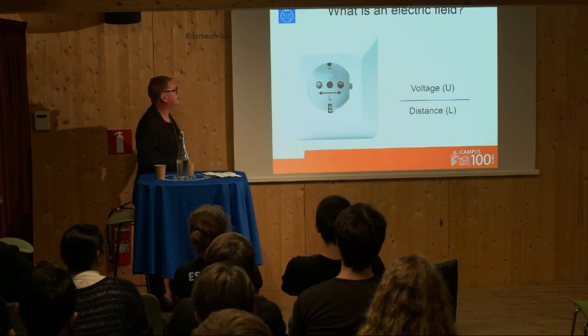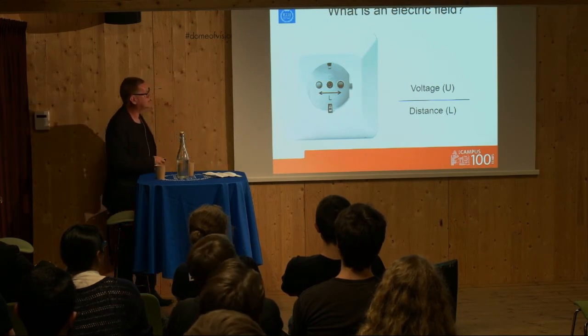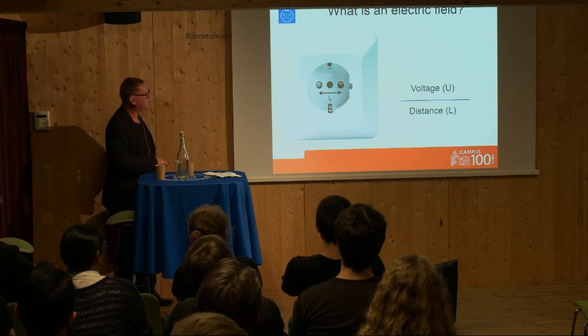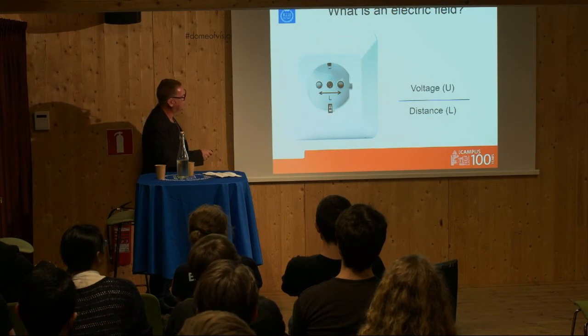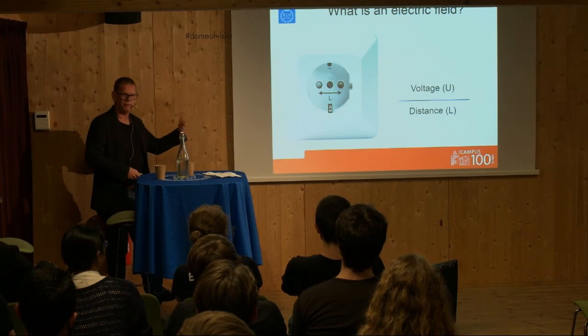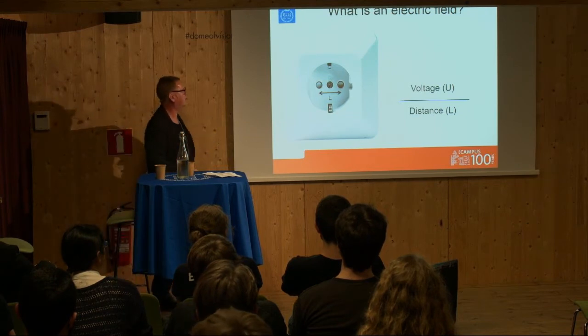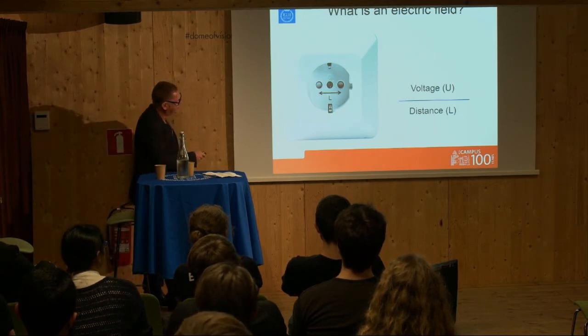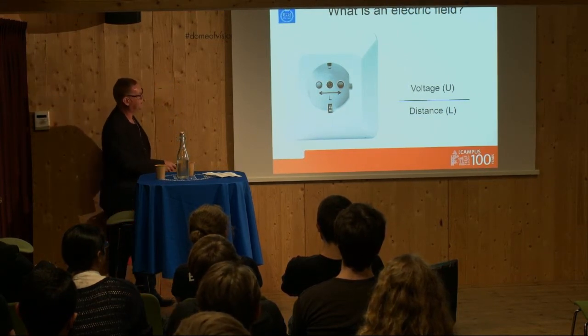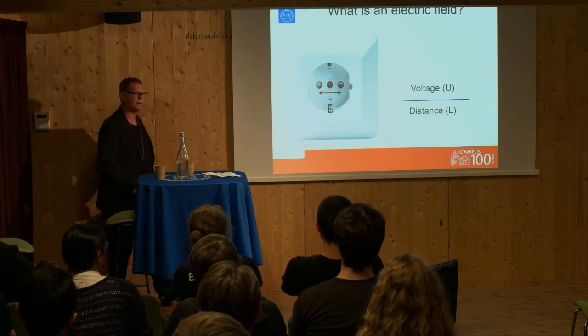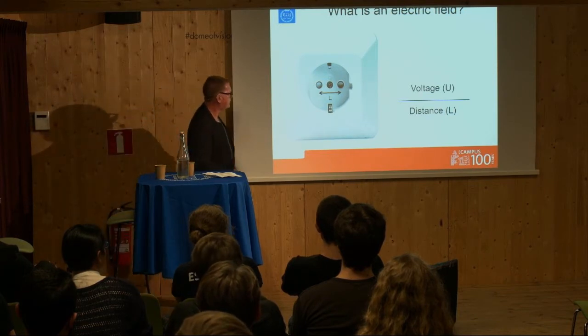Well, in physics we define an electric field via an electric voltage. For example, if you take this power socket, which you can see in the wall, there's an electric voltage between these two poles. It's 230 volts in our power outlets. If you take that voltage and divide it by the length between these two poles, you get the voltage divided by distance, and that's the electric field.